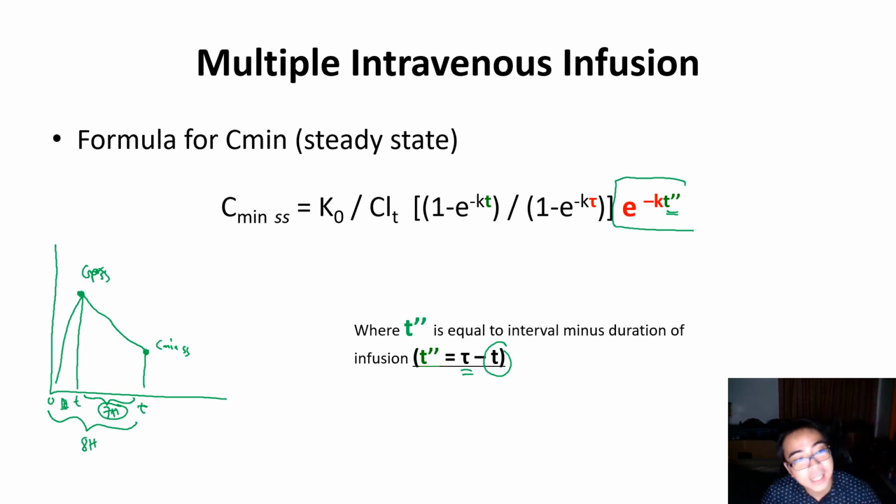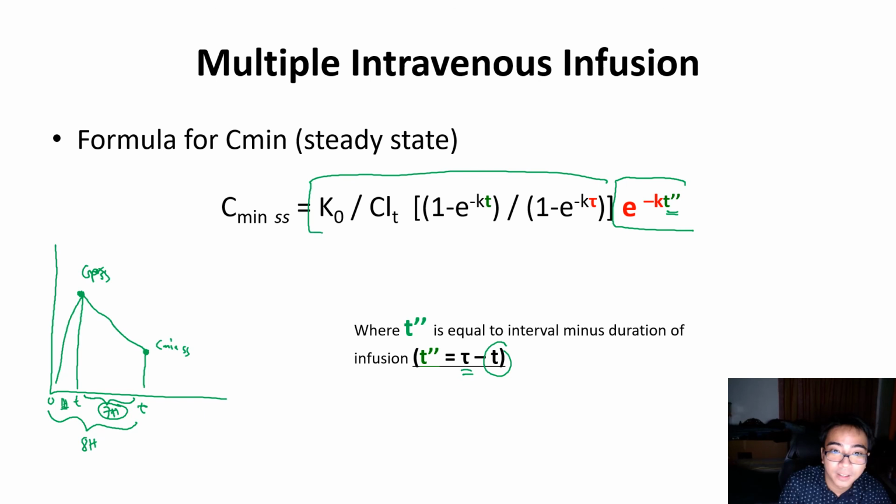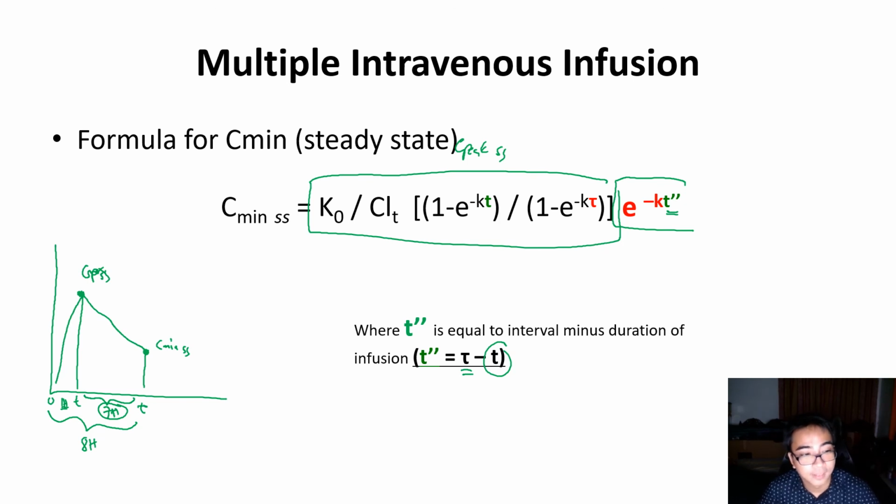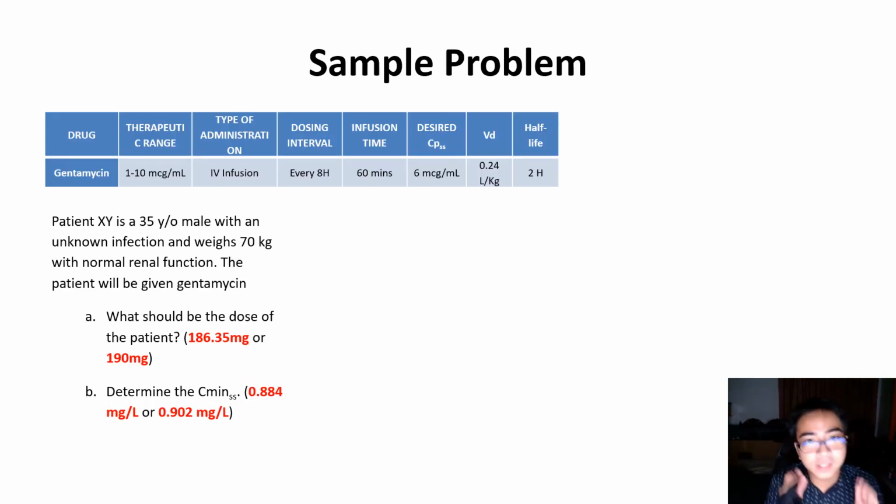Alright? When computing for C mean SS. Tapos ito, this is C peak SS. Alright? Okay. Alright, class. So, now let's proceed to a sample problem here. So, given na rin naman ang mga kailangan ko dito. Now, one thing lang nga pala, this should not be 6. This should be 10. Okay? This is 10 milligrams per liter.